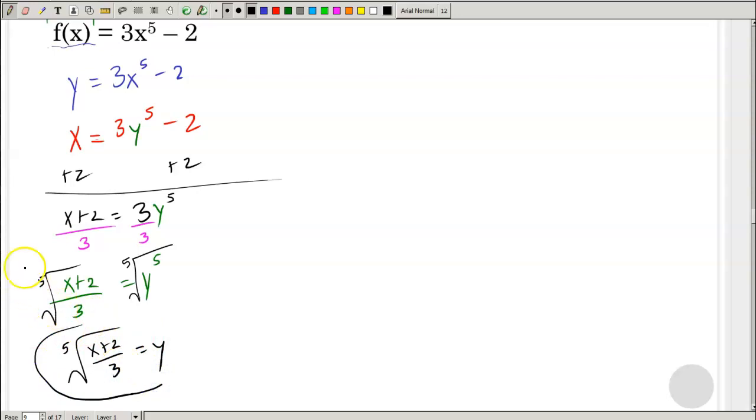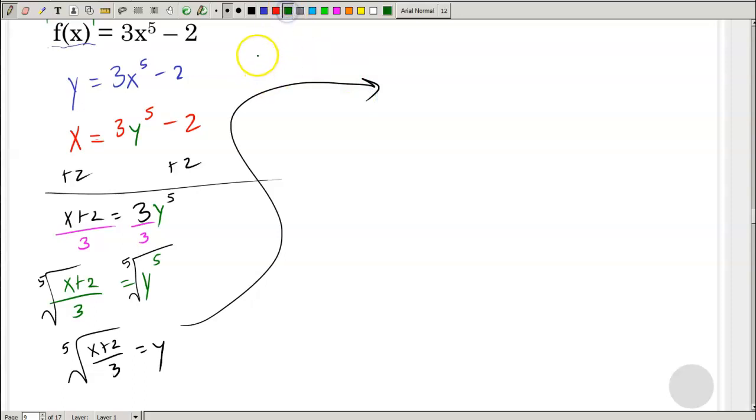This is my, well, I shouldn't circle that yet. There's one extra thing you want to do here. So this right here, the sequence of operations, this is the inverse. But notice that the original problem was written in function notation. It was f of x. So when I do this, I'm going to rewrite in function notation. Since I started with an f of x, I'm going to say f of x equals the same thing, the 5th root of (x plus 2) divided by 3.